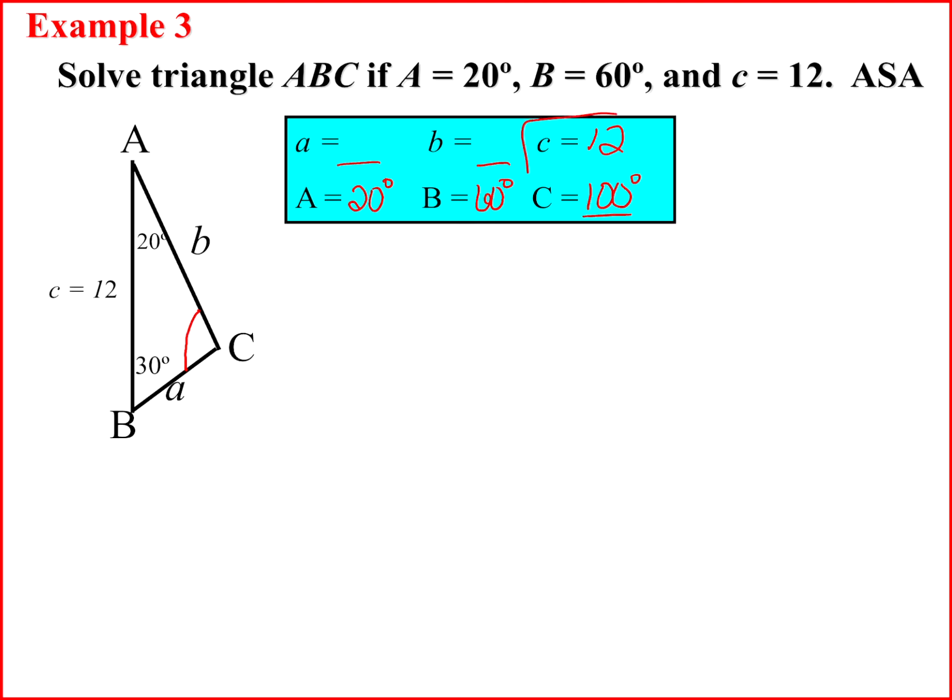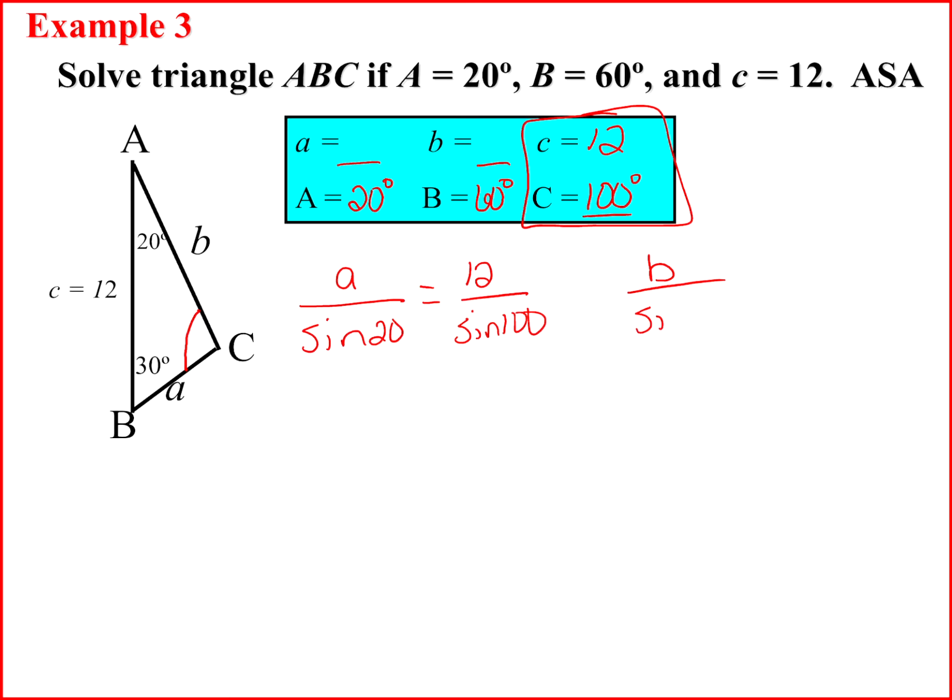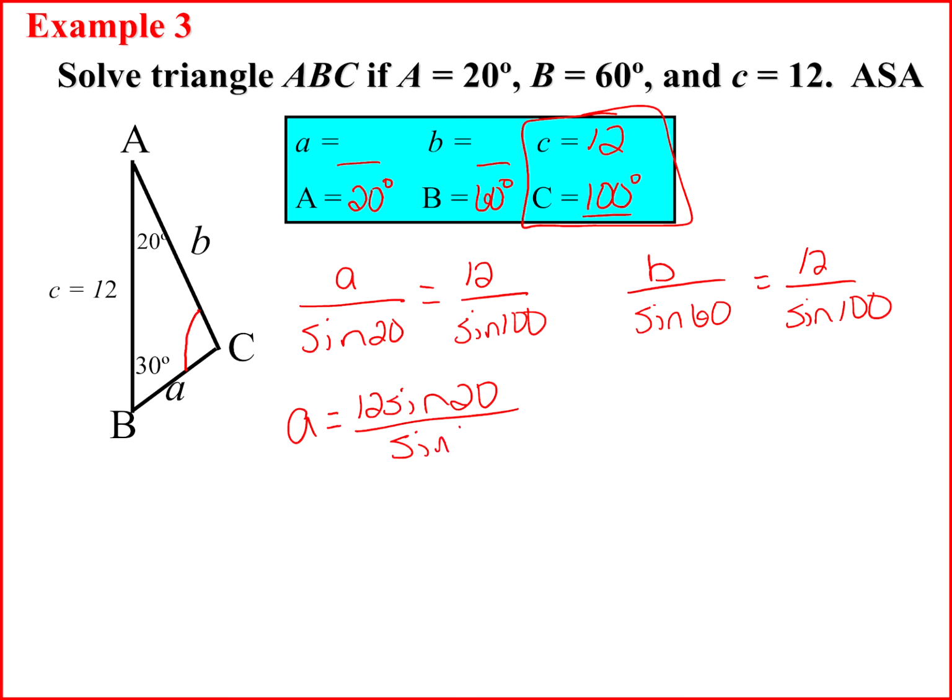And then we can use this, we know our C's, to solve for A and B. So again, I would have a over sine of 20 equals 12 over sine of 100. And then for b, I would have b over sine of 60 equals 12 over sine of 100. So again, working this out, a would be 12 sine of 20 over sine of 100. We plug it into our calculator, so little a is 4.17.